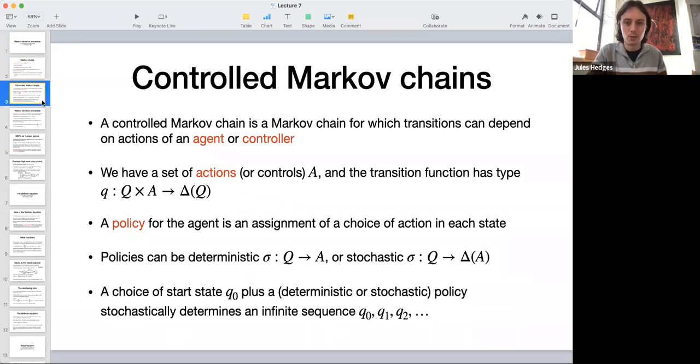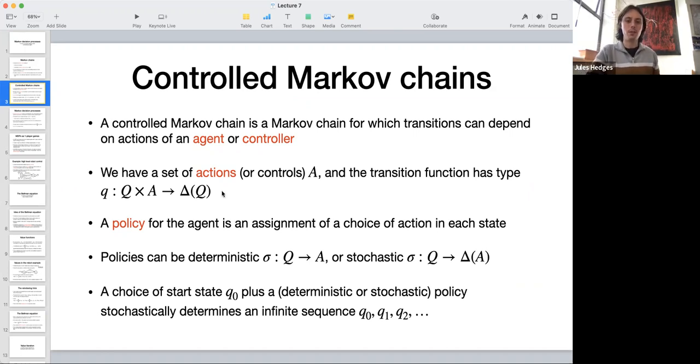Now let's look at controlled Markov chains. These are Markov chains where the transitions partially depend on the actions of a controller or an agent. So as well as a Markov chain, we're going to have a set of available actions, which we could also call controls, which are called A. And we're going to modify the transition function to say that for every pair of the current state and the current action, we get a distribution over next states. Or equivalently, this is a conditional distribution on the next state given the current state and the current action.